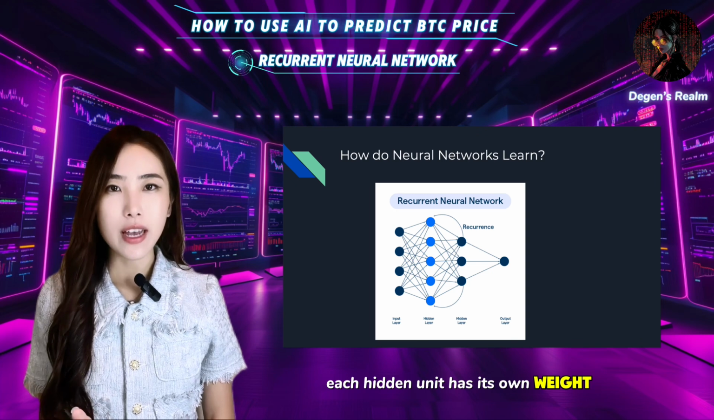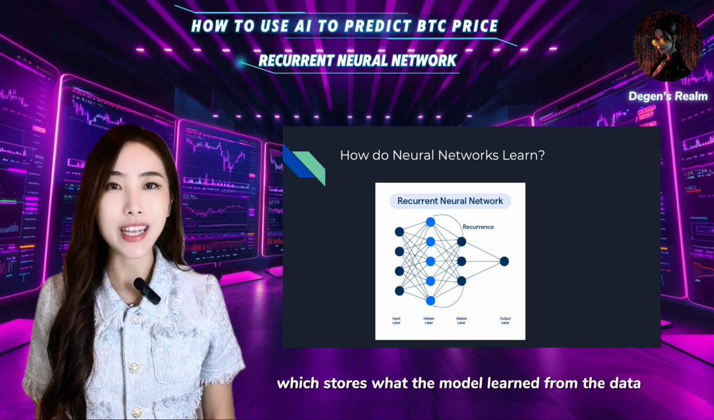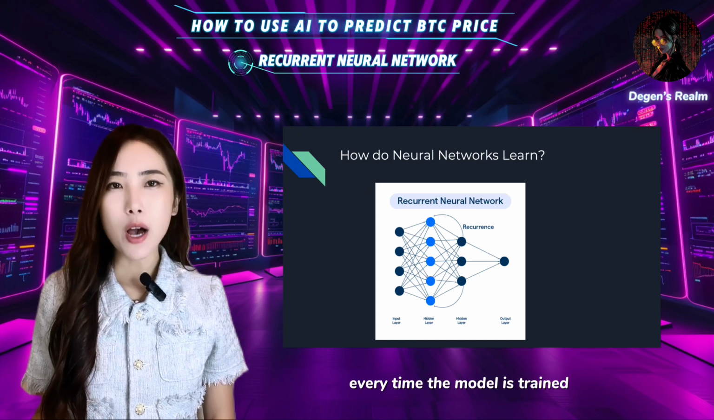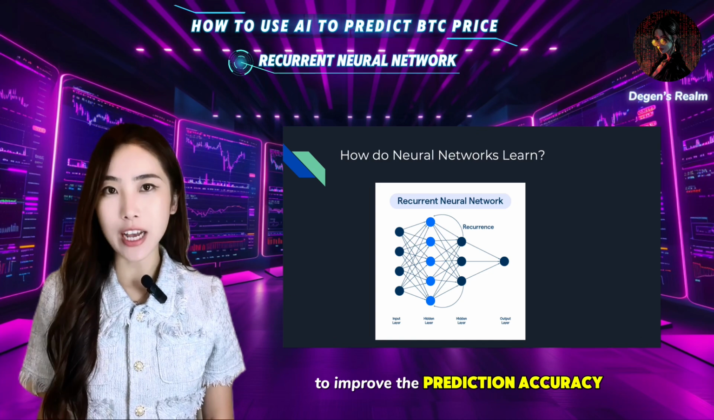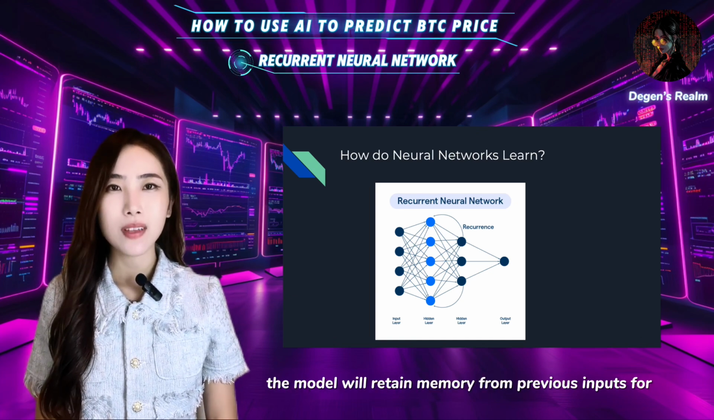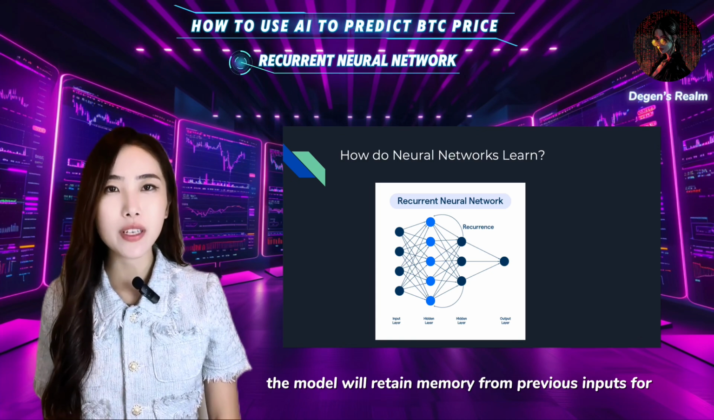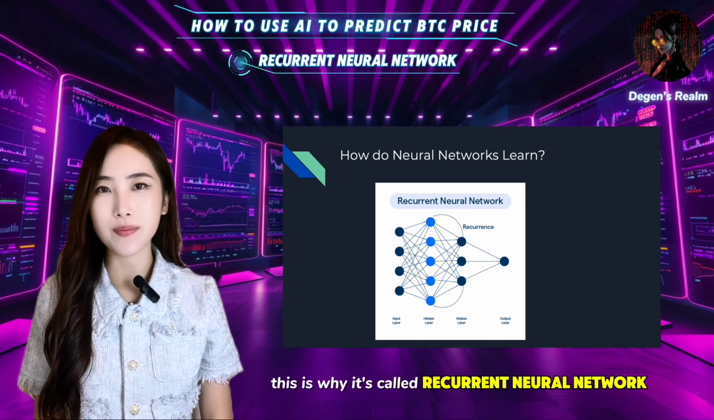Each hidden unit has its own weight, which stores what the model learned from the data. Every time the model is trained, it updates the weights to improve prediction accuracy. To learn sequential patterns in the data, the model retains memory from previous inputs. This is why it's called a recurrent neural network.